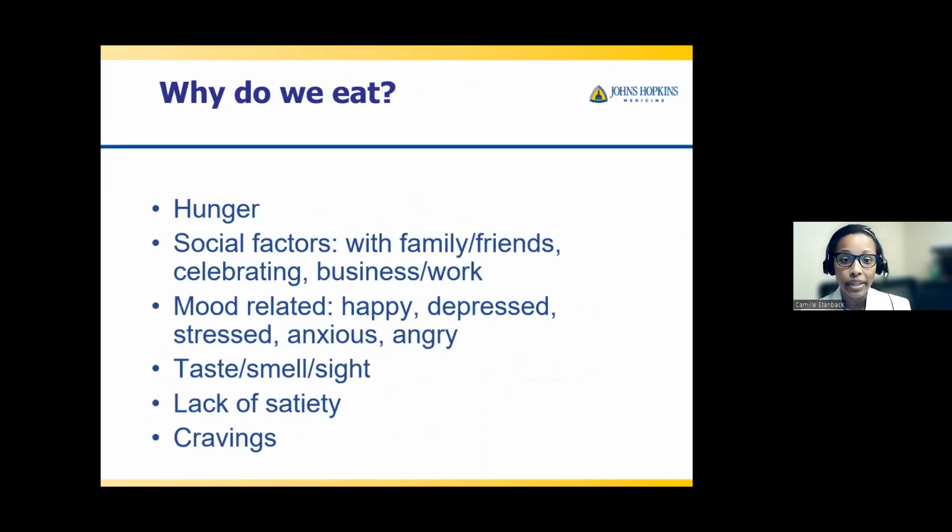And then why do we eat? Well, there are many signals that we respond to. Hunger is not the only one. There are social factors, celebrations, family gatherings, at work, parties, especially before the pandemic, mood-related triggers for hunger, as well as just the taste, sight, and smell, or our senses. And then the lack of recognizing satiety or fullness, as well as cravings.